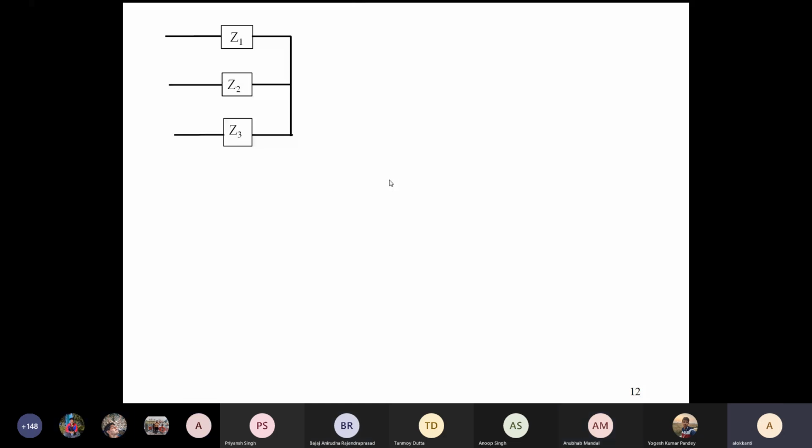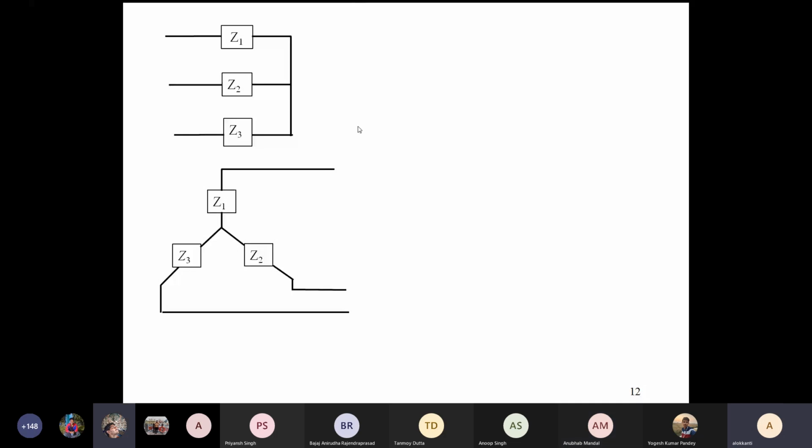Some answers said parallel, but this is basically the Y connection. Three impedances are there, and if one end of each is kept fixed and made common, and the other ends are coming out, it results in the Y connection or the star connection. We already did the star to delta conversion earlier.